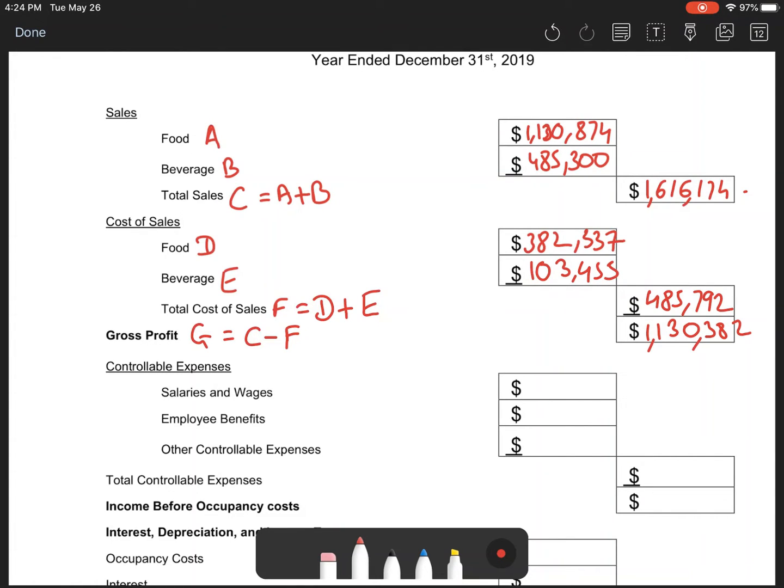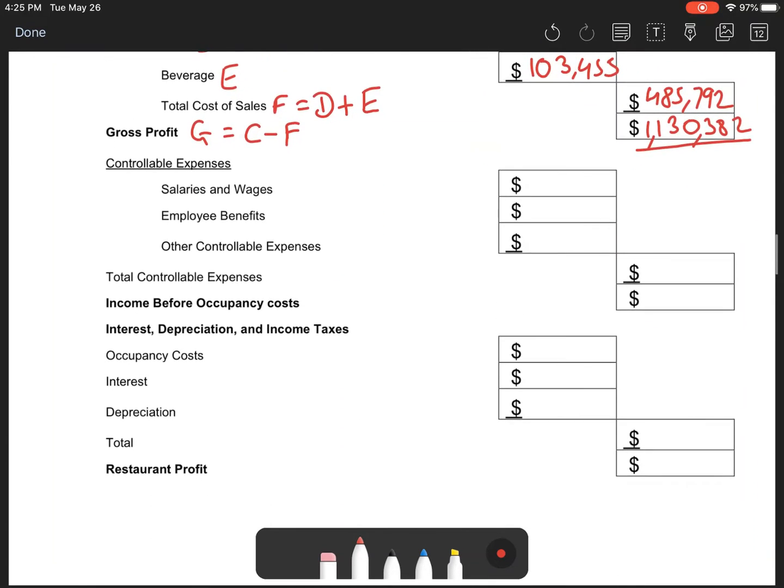Now what this means is, when I opened my restaurant and I made all my sales for the day, I got this amount with me. After that, I had to remove my food costs and my beverage costs, and now this is the amount that I have left with me. And that's why it's called my gross profit. But that's not all. Remember, everybody wants a piece of the pie.